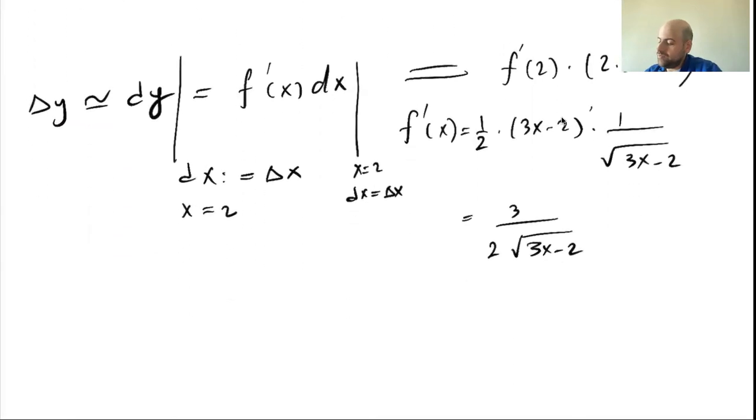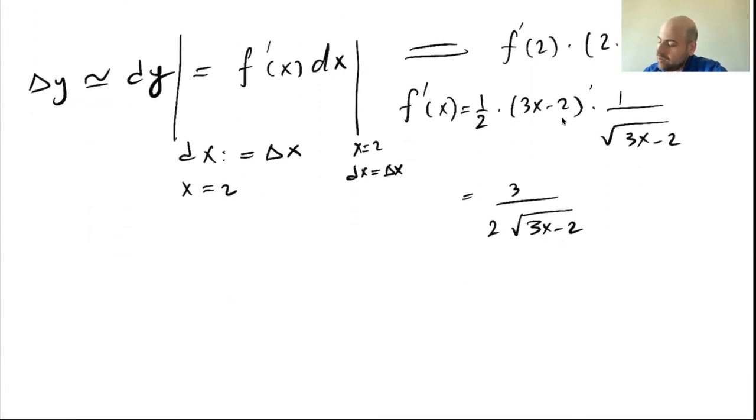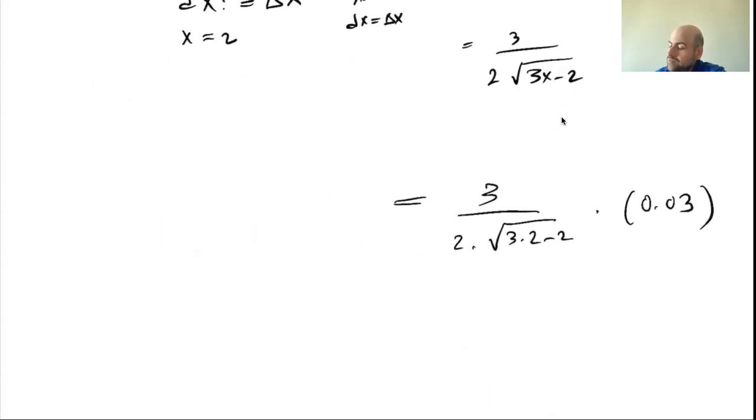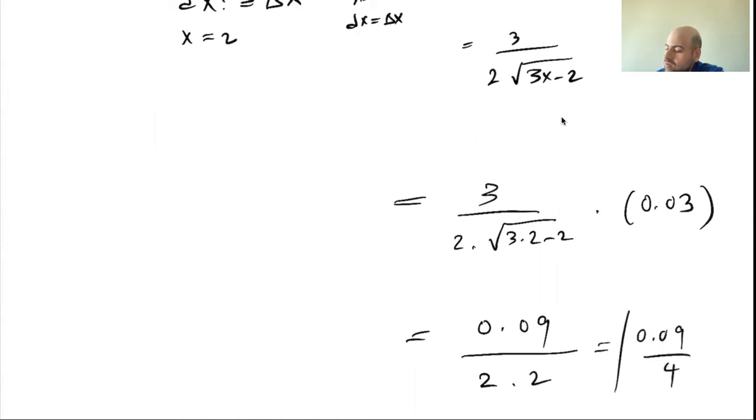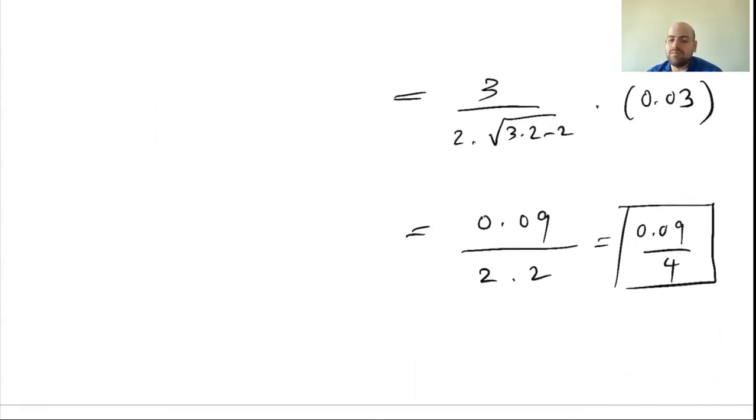-2.03 minus 2. And how much is that going to be? So this is going to be 3 over 2 times root 3 times 2 minus 2. That's f prime of 2. And then times 0.03. So the answer is 0.09 divided by 2. 6 minus 2 is 4. Root 4 is 2. So 0.09 over 4 will be our answer. Okay.